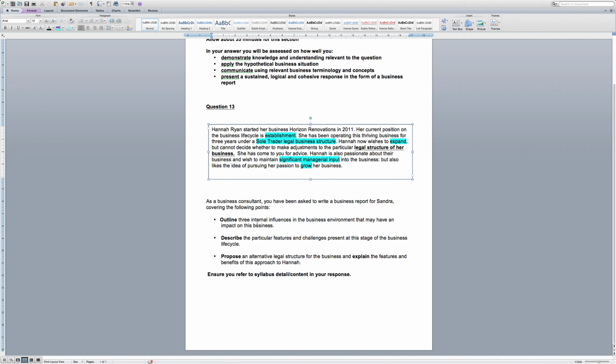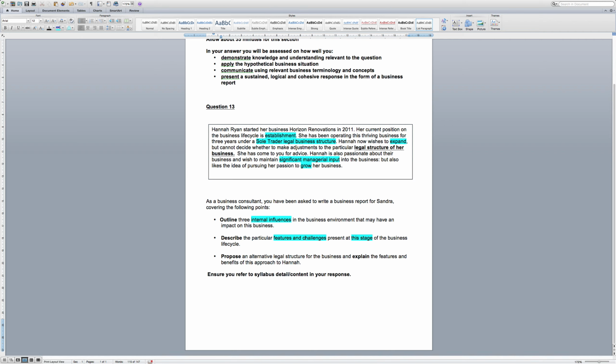Outline 3 internal influences in the business environment that may have an impact on this business. So that's the syllabus dot point there, is internal influences. Describe the particular features and challenges present at this stage of the business life cycle. So features and challenges is another syllabus dot point, and it's at this particular stage of the business life cycle. So that stage, of course, is establishment.